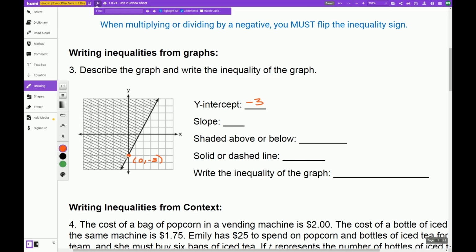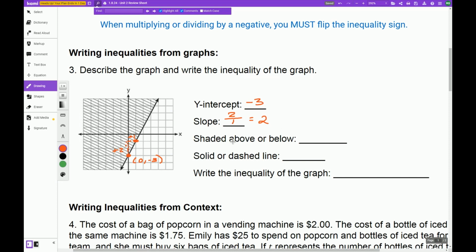The slope. Let's find another clear point on the graph. If I look carefully, I see 1, negative 1 is another clear point. And how much do I go? I go up 2 and 1 to the right. So this is up 2, that's plus 2, and 1 to the right, that's plus 1. So the slope is 2 over 1, or we could say 2. Either way is fine. We usually like to write slope as a fraction.